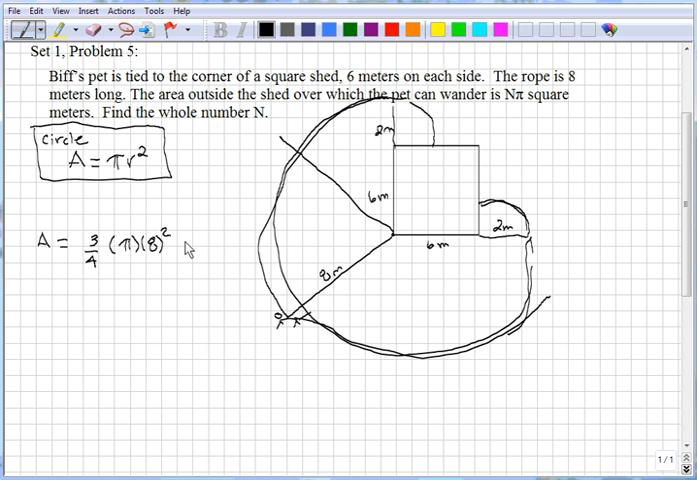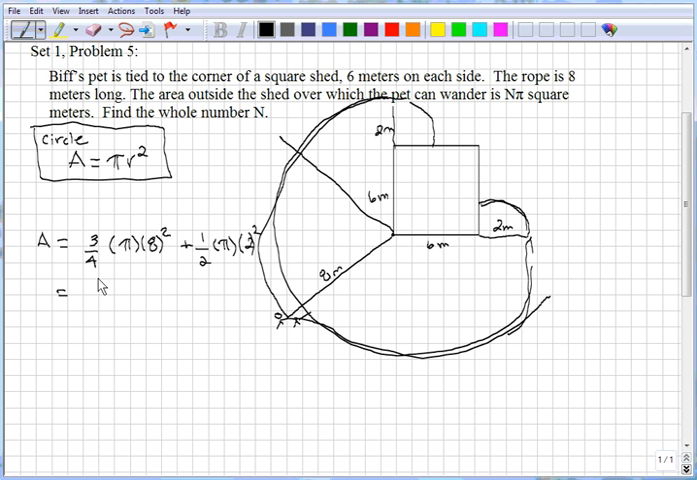And then we have to add in these two little quarter circles, okay? So you can take two quarter circles and make a half a circle. So I'm actually going to write this as 1/2, right? Because we have a quarter circle here. They both have a radius of 2. So that's 1/2 times pi times 2 squared, okay? So let's add that up and see what we get.